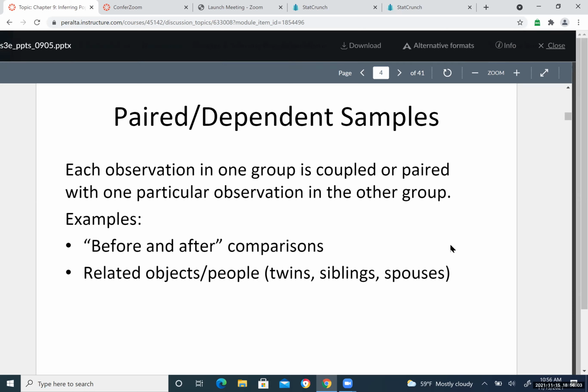So pairs depend on each other. For example, we're talking about this group in this year and we're talking about this group again in another year. That's a pair, that's dependent. So each observation in one group is coupled or paired with one particular observation in the other group. For example, before and after comparisons, right? Like I said, different years maybe. Related objects or people, we talk about twins, siblings, or spouses.